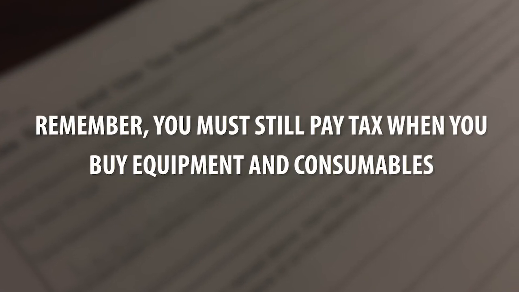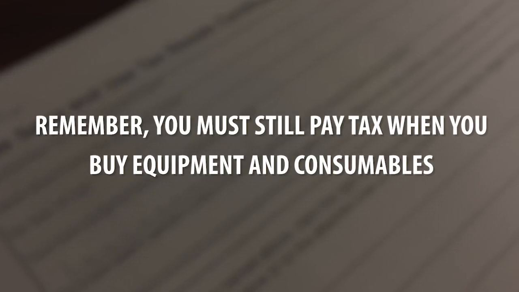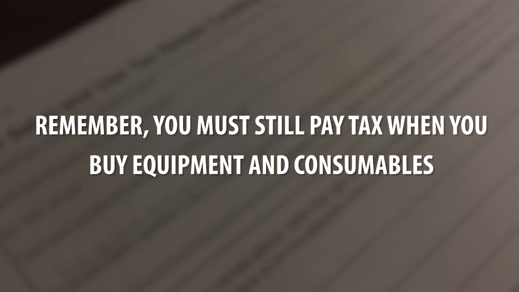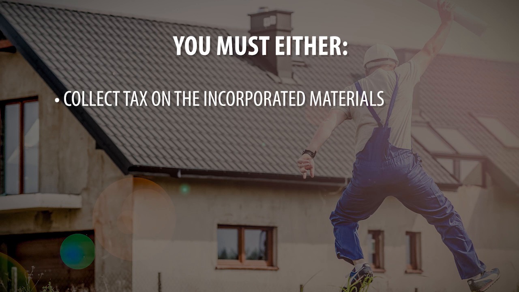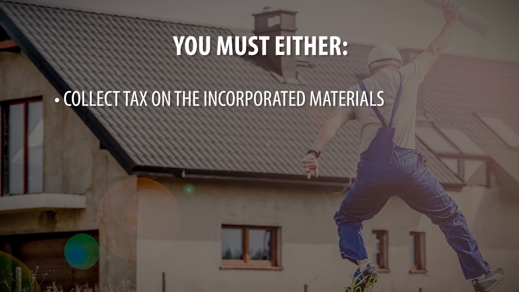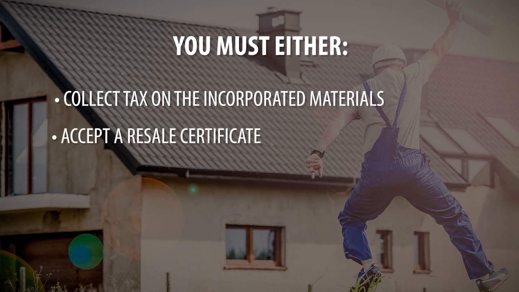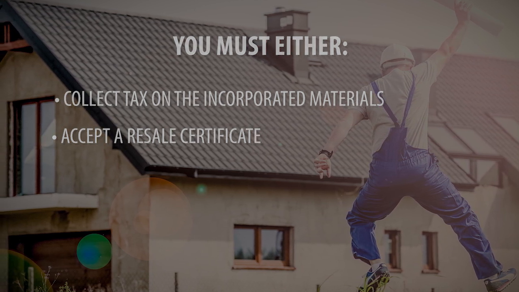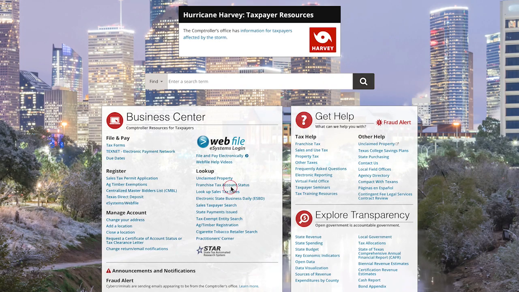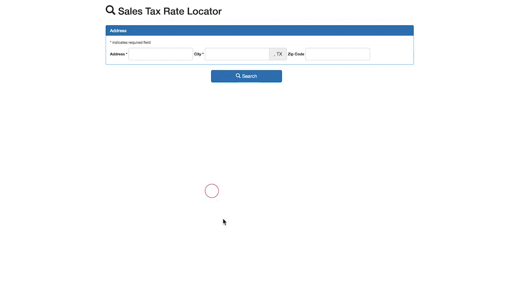You must still pay tax when you buy equipment and consumables that you will use in performing your residential repair, remodeling, and restoration work. You must either collect tax from your customer on the incorporated materials or accept a resale certificate from another contractor instead of collecting the sales tax. When you collect the local tax, you will collect it based on the tax rate at the job site location. You can use our tax rate locator available on our website to search for sales tax rates by physical address.